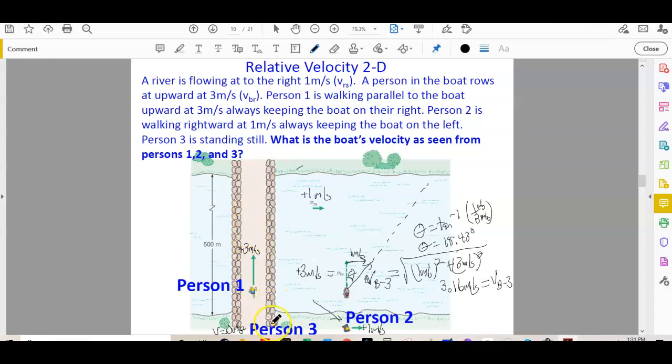So this person is going to be -3 meters per second, the boat is going to be moving at +1 meter per second, because the boat is always on the right, so it's just flowing with the river. And person number 2, they're moving up, but they're trying to keep up with the boat, so they're going to be moving at 3.16 meters per second down and to the right. And at that angle right here, which will be theta, which will be 18.43 degrees, right?